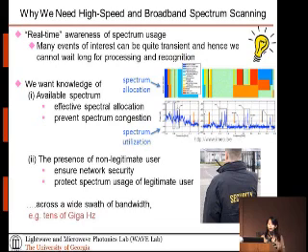And thirdly, we want knowledge of the presence of non-legitimate users, so that we can have countermeasures and make our encryption or signaling approaches much stronger to prevent non-legitimate users from attacking our system. In this way, we can also protect the spectrum usage of legitimate users. All of this we want over a really wide swath of bandwidth. We are talking about tens of gigahertz of bandwidth.